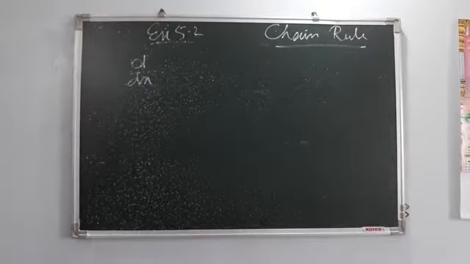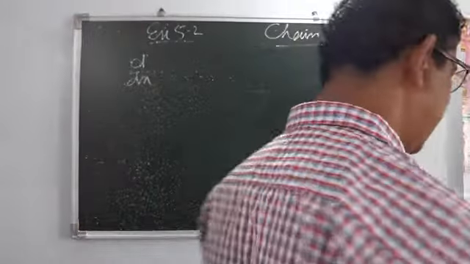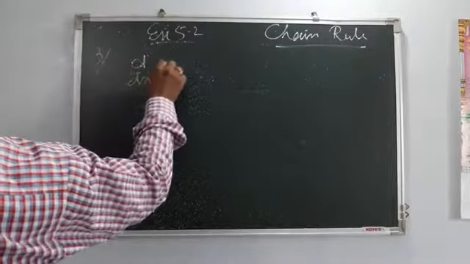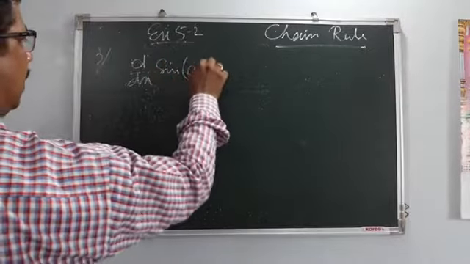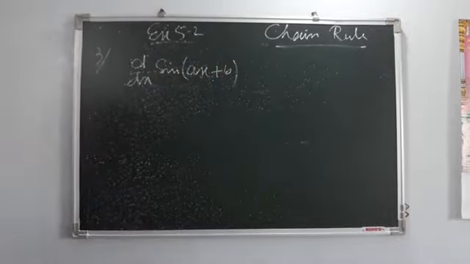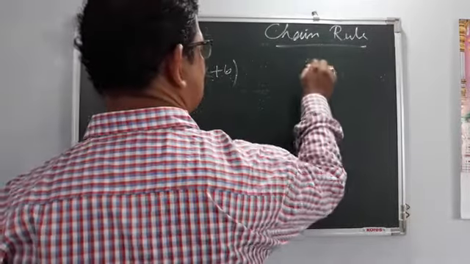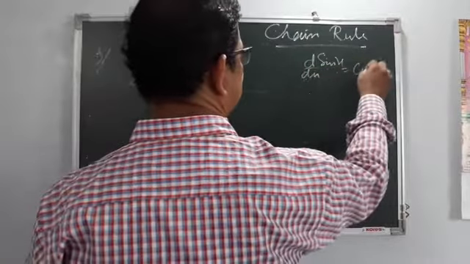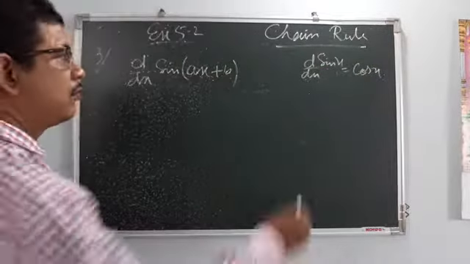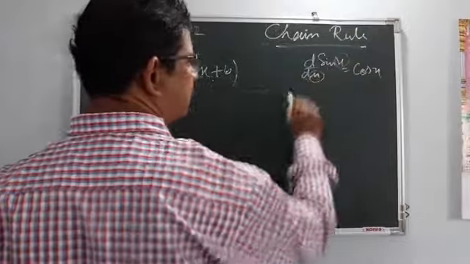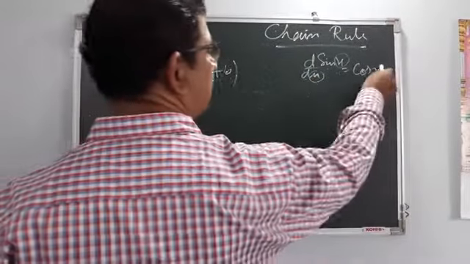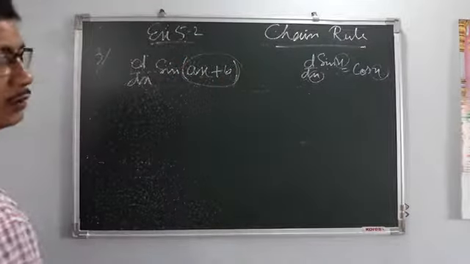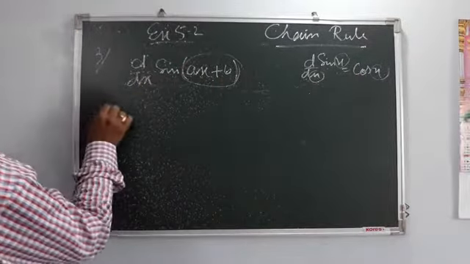Question number 3, it is sin(ax + b). So we will write the first formula. Differentiation of sin x with respect to x is cos x. If it were the same, the answer would be cos x. But here, in place of x, it is this one. They are not only x. So how to do?